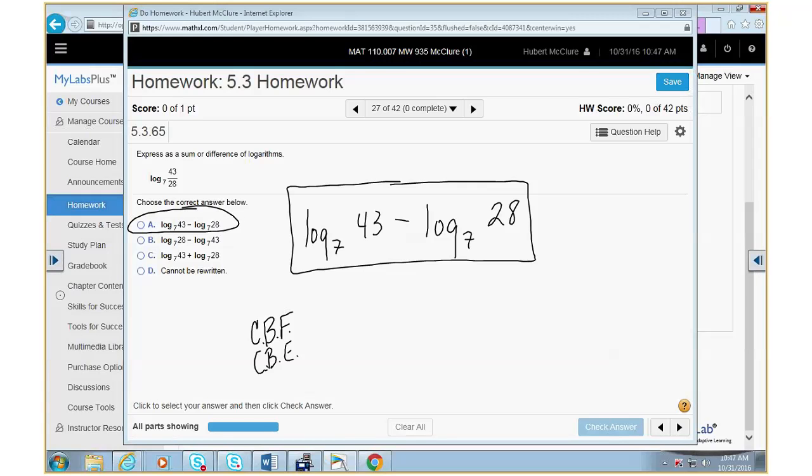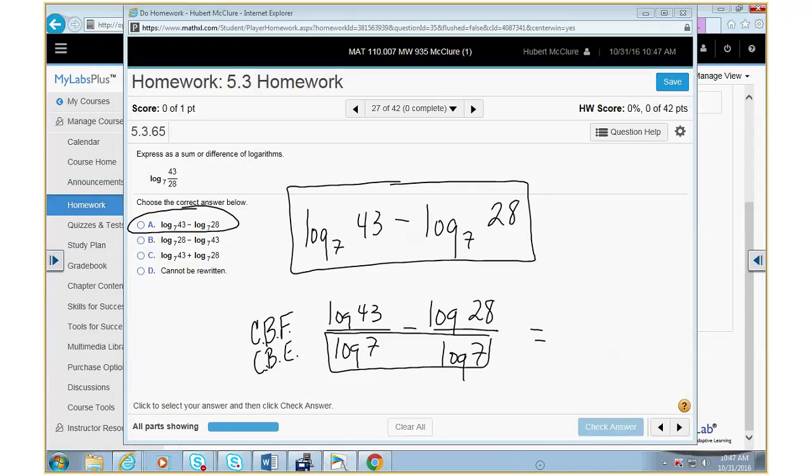Yes, with the change base formula, that's the log of 43 over the log of 7 minus the log of 28 over the log of 7. These are common what? Denominator, so you can put the whole thing as log of 43 minus log of 28 over log of 7. You can do that in your calculator, but that's after the change base formula. So this is the answer to the question.